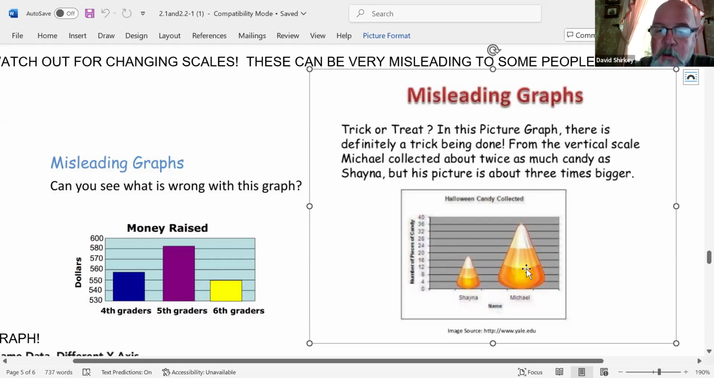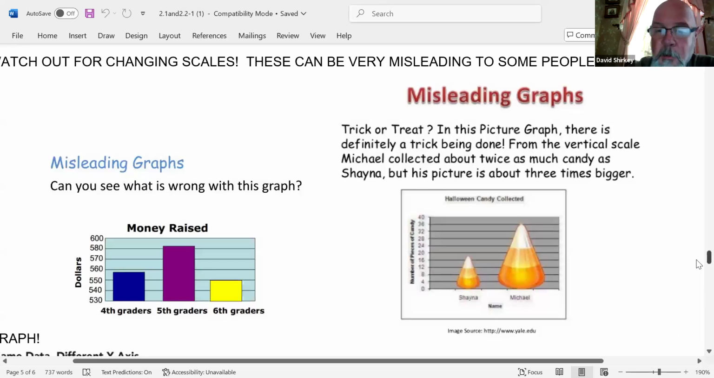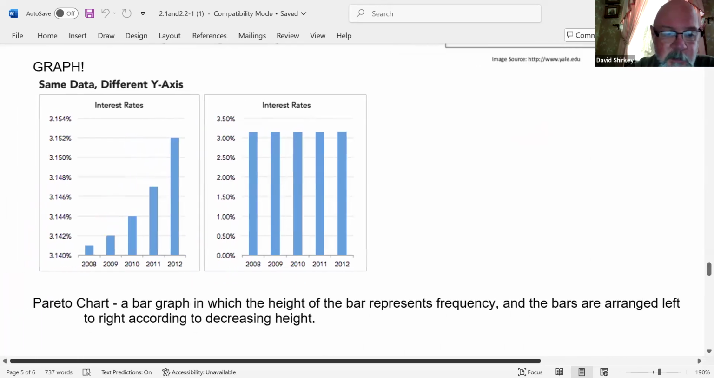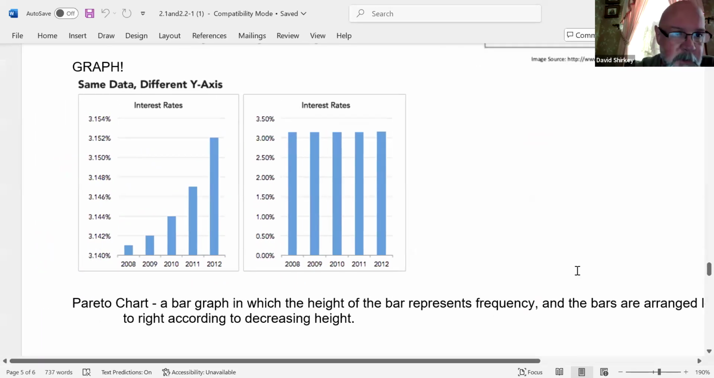But this makes it look like Michael just did an intensely better job collecting candy than Shayna did. But realistically, she's like 17 or 18 and he's like 36, right? But it exaggerates the difference, which is not something to be done with graphs. Unless you're purposely trying to mislead people, like in sales, when you're trying to sell something or something like that.